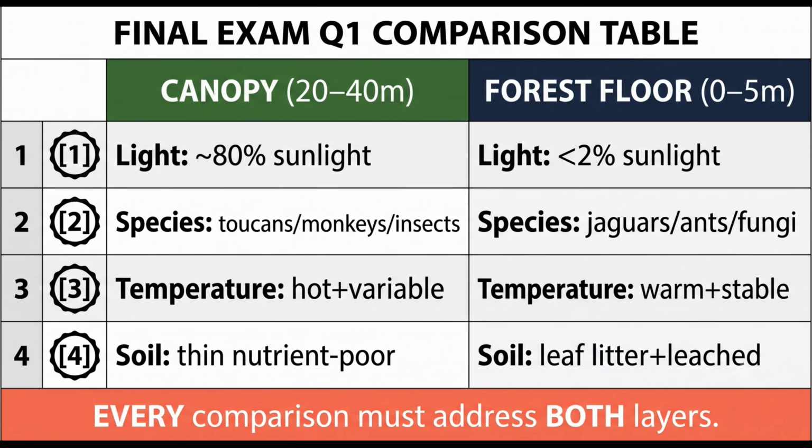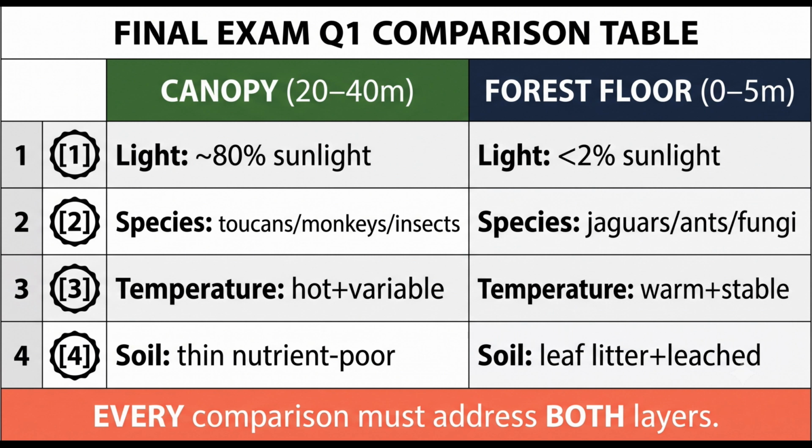Now let us use this for final exam question 1, which asks you to compare the two layers. 4 marks, 4 comparisons. Each comparison must address both the canopy and the forest floor, not just describe one. Mark 1, light, canopy approximately 80%, forest floor less than 2%. Mark 2, species. Canopy is home to toucans, monkeys, and thousands of insects. The forest floor is dominated by decomposers, fungi, bacteria, and organisms like leafcutter ants and jaguars.